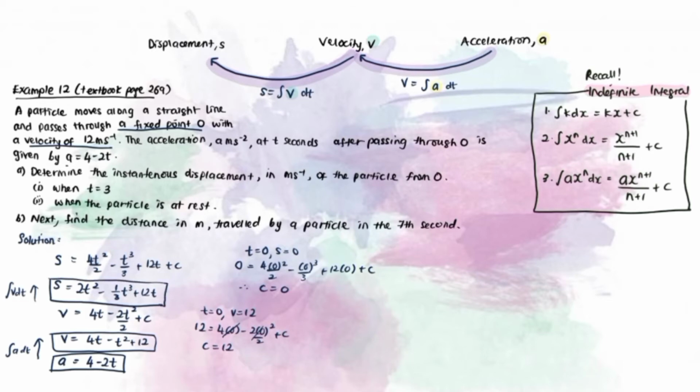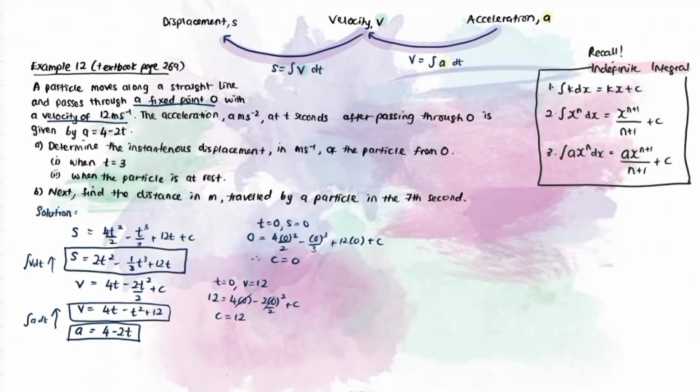Now we are going to answer the question. Determine the instantaneous displacement of the particle from O when t is equal to 3. Substitute t is equal to 3 into the displacement function: 2 times 3 squared minus 1 over 3 times 3 cubed plus 12 times 3, and you will get the displacement is 45 meters.